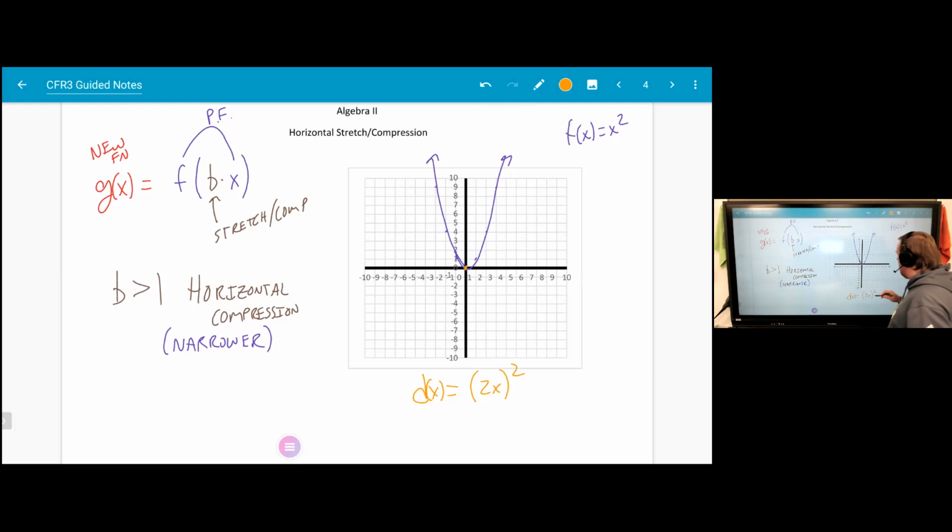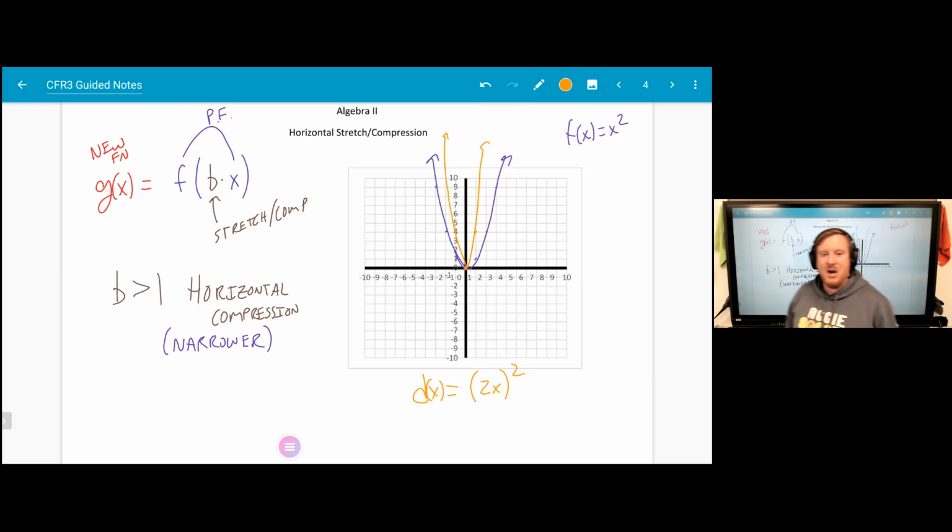Oh, that's interesting, which would make negative 1: negative 1 times 2 is negative 2, and negative 2 squared is 4. Let's try 2. 2 times 2 is 4, and 4 squared is 16. Holy cow, this got out of control fast. This made it narrower. It compressed it in a horizontal sense. That's how that works.